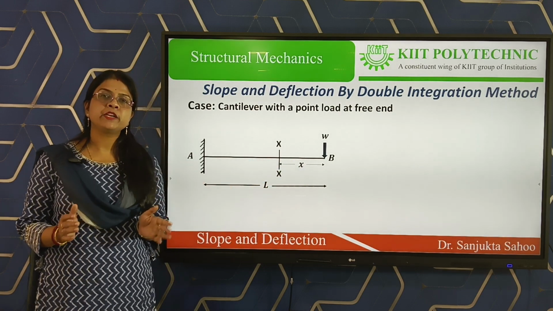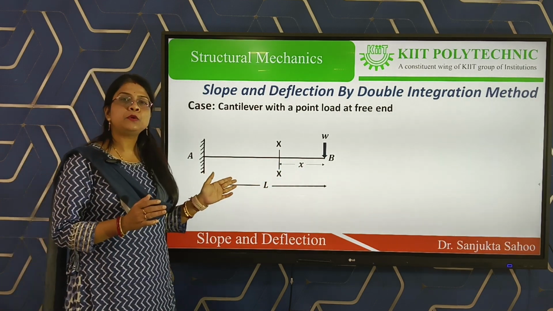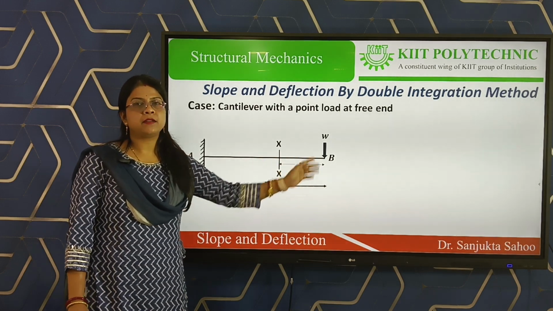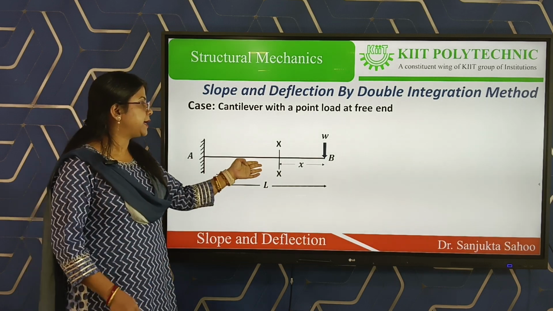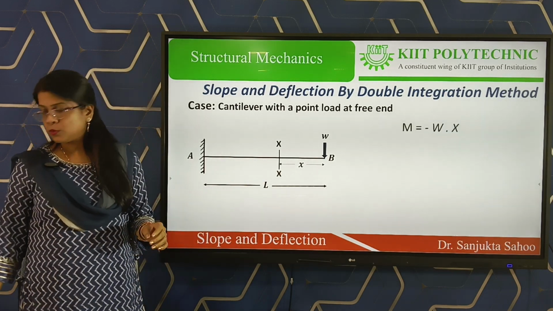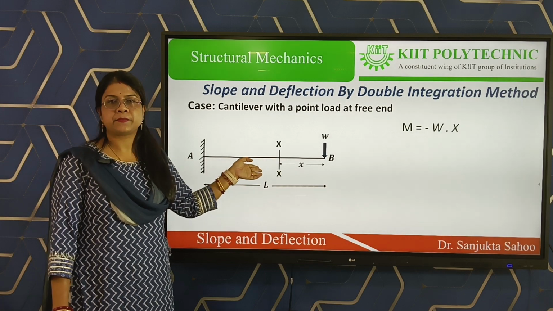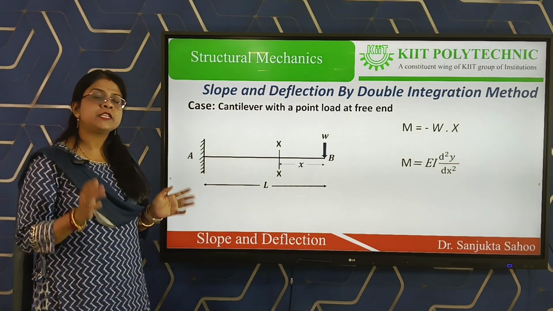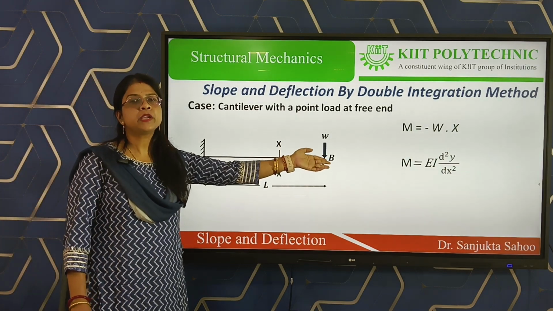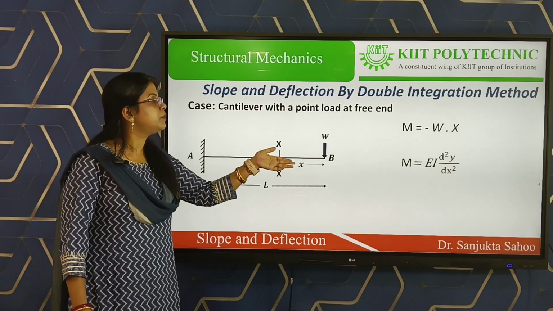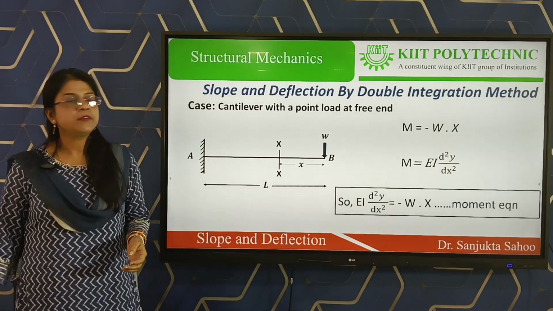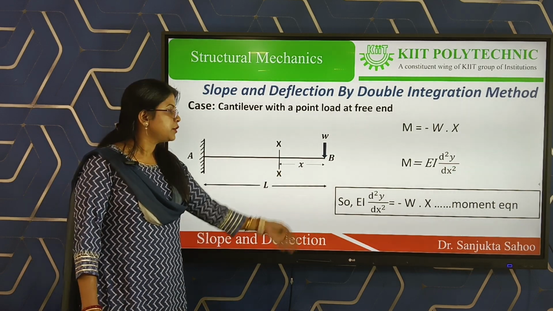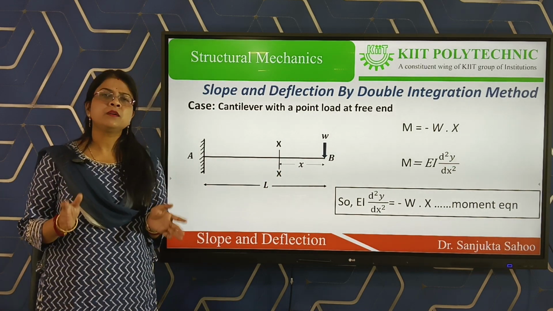To find the moment equation for this beam, we need to take a section XX at a distance x from the free end. To find the moment at any point x, Mx will be equal to minus Wx for this case, and we know that M is equal to EI d square y by dx square, which we have just discussed. So, equating both the moment equations, now we have EI d square y by dx square is equal to minus Wx. So, we got the moment equation.